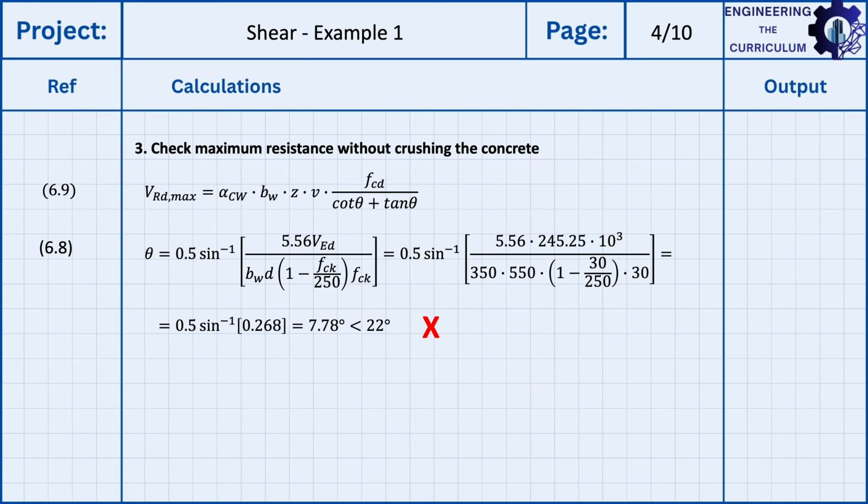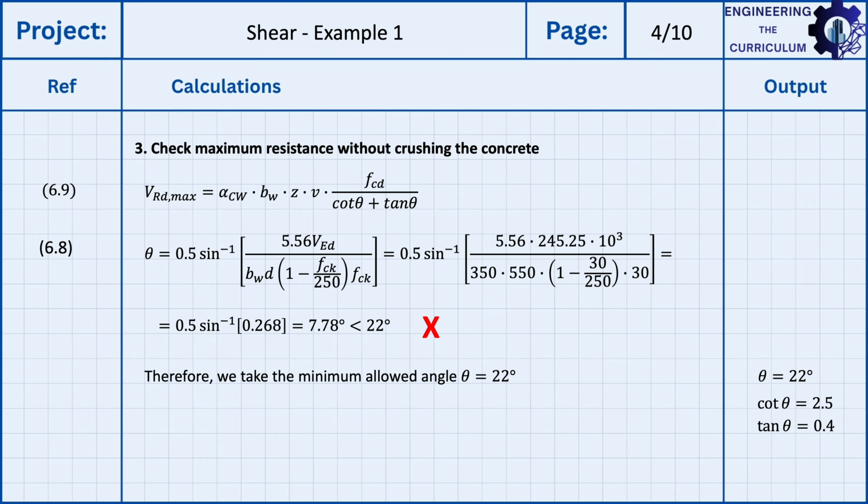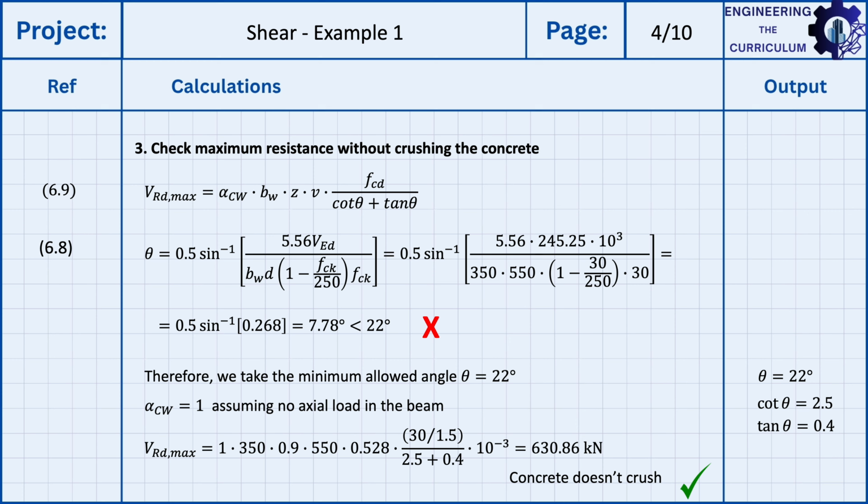Now, if you recall from the lectures and from the theory that we've discussed, the angle for this strut model, or this equivalent truss model, has to be between 22 and 45 degrees. Now, in this case, 7.78 is definitely under 22 degrees. And that means that I have to take the minimum allowed angle of 22 degrees, which means that cotan the angle is 2.5 and tan the angle is 0.4. Alpha CW is 1 if we assume that there's no axial load in the beam, and we've not been given any, so that is reasonable to assume. And now we can calculate VRD max.